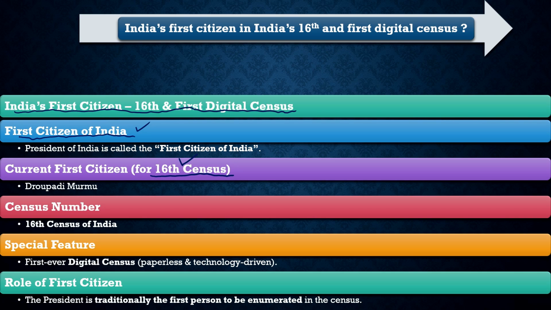And this one is a very, very important special feature because it was the first ever digital census. Digital implies paperless and technology-driven. Role of first citizen: the president is traditionally the first person to be enumerated in the census.